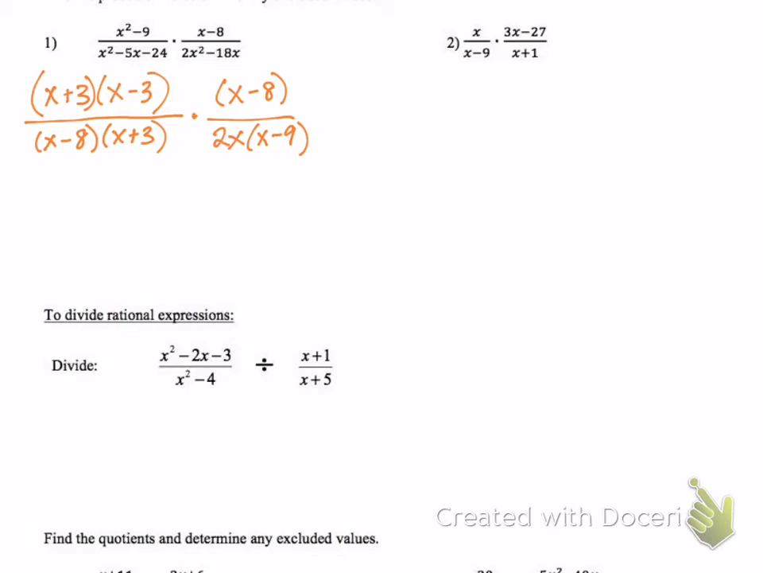So I can cancel x plus 3, x plus 3. Even if you have a factor on the top left and the bottom right, they still cancel because I'm writing it as one fraction. Combining just means that it is all together, like it is one fraction. So the x minus 8s will cancel. And then there's nothing else left that I can cancel, so I would write this as x minus 3 over 2x, x minus 9.